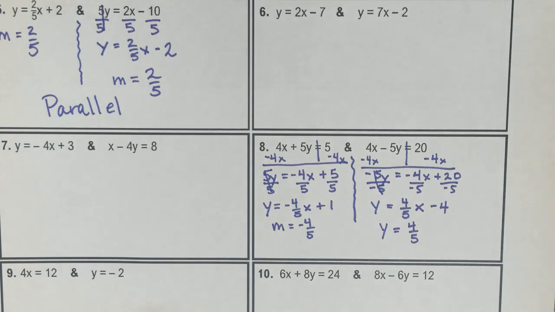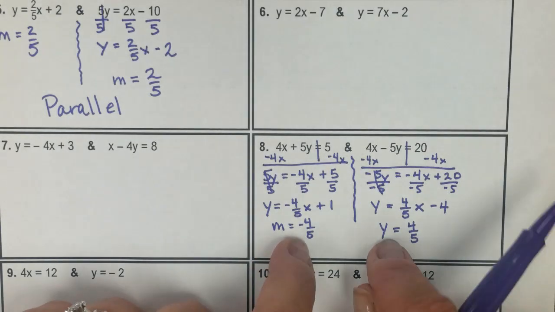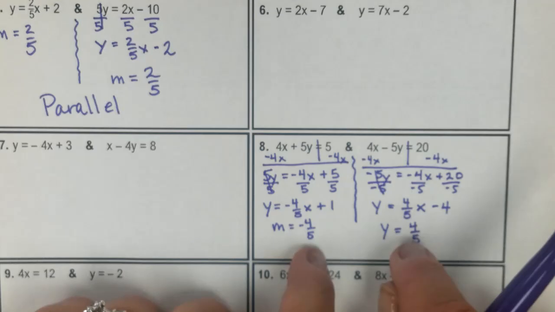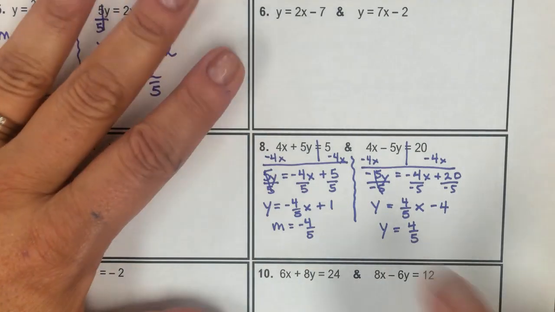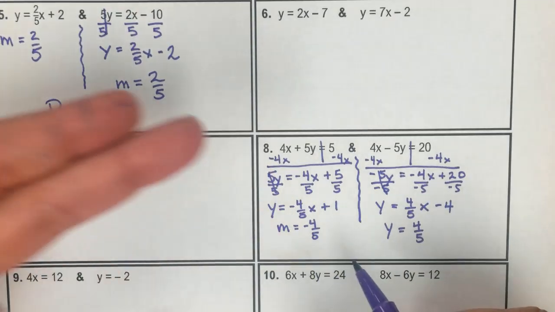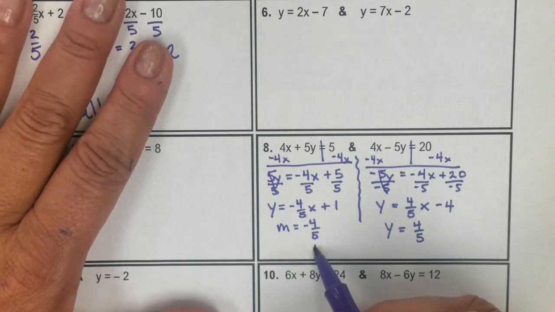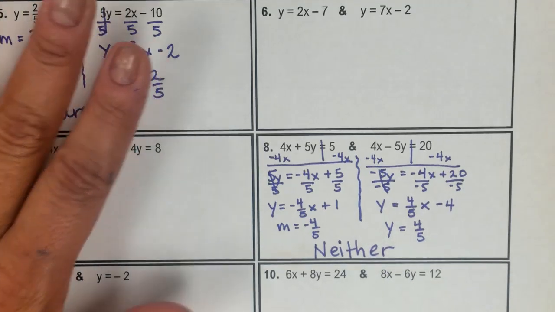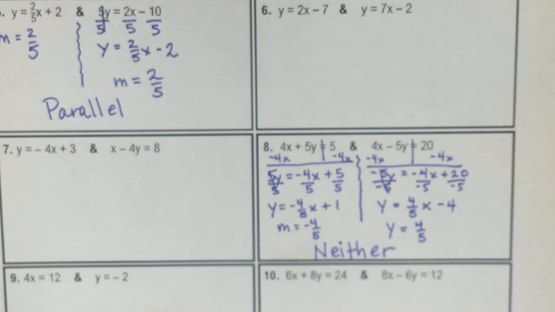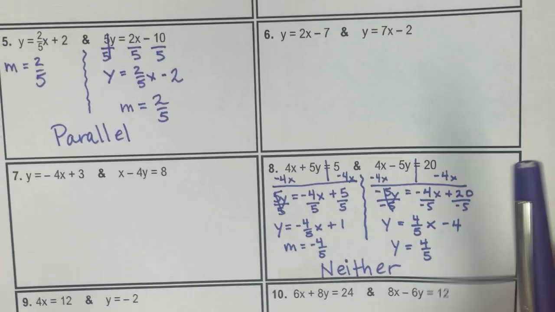This one's trying to trick us also, because they do have opposite signs, but the slopes are not reciprocals. So if it doesn't meet both requirements, we call this neither. Okay, let's turn to the back.